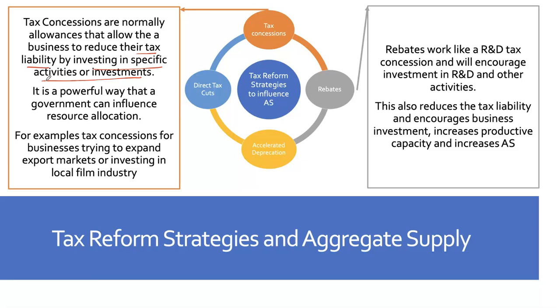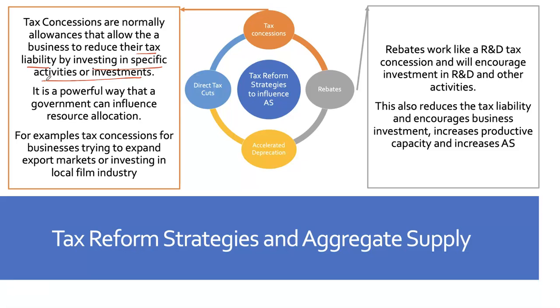So for example, a business that might be looking to expand in the export market might be given a tax concession. And the government is happy to do that because we want our businesses in Australia to be expanding overseas, because this will increase markets and potentially increase aggregate supply.